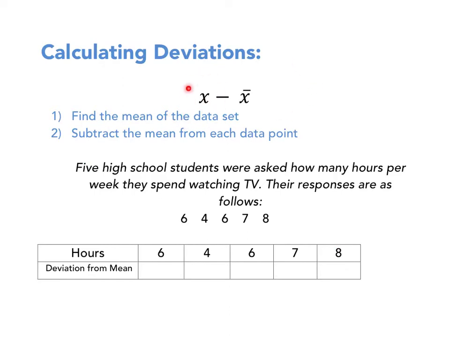So to calculate deviations, remember this formula right here. You take your data point and you subtract the mean from it. The first step in finding the deviation is to find the mean of the data set, and then you subtract the mean from each data point.